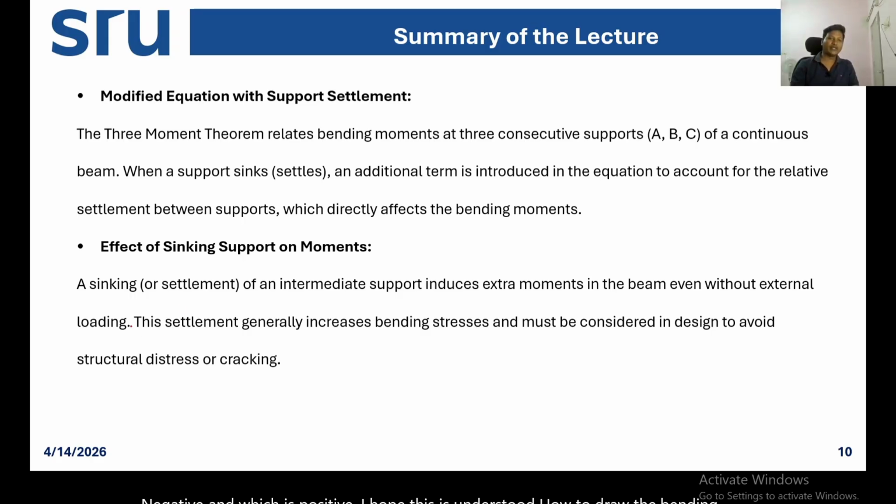So the summary of the lecture is, what modification we have done, the three moment theorem related to the bending moment and the three consecutive supports. These we have also discussed in previous lectures. But the difference is, if the support settles or sinks, an additional term is introduced in the equation to account for the relative settlement between the supports, which directly affects the bending moment.